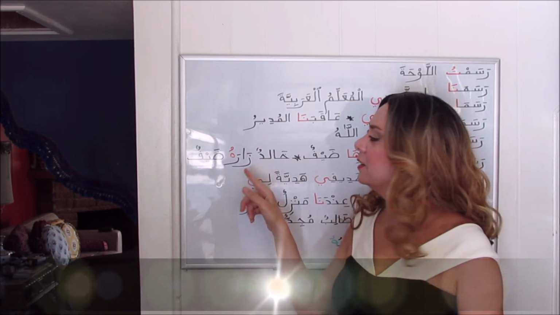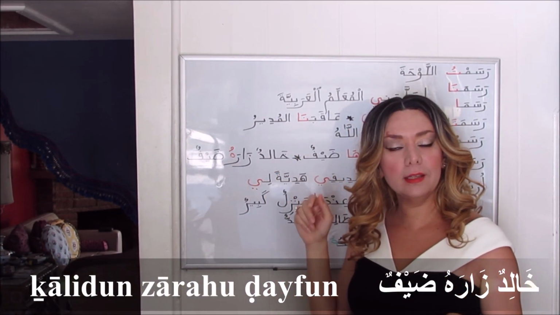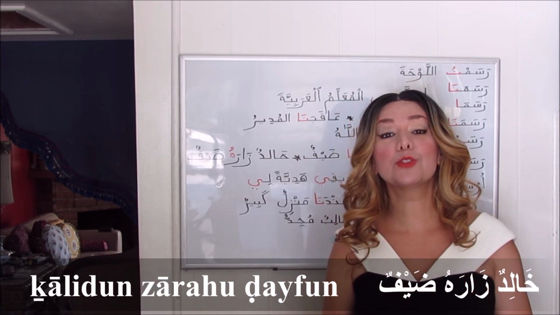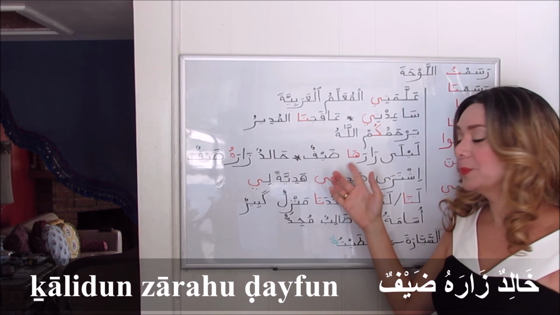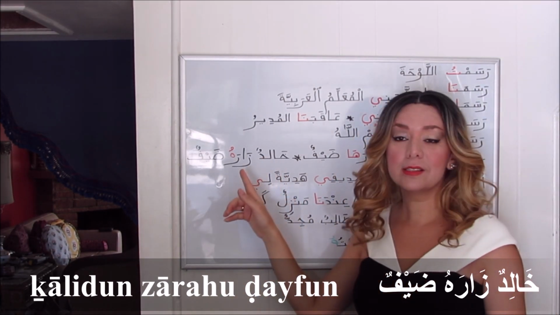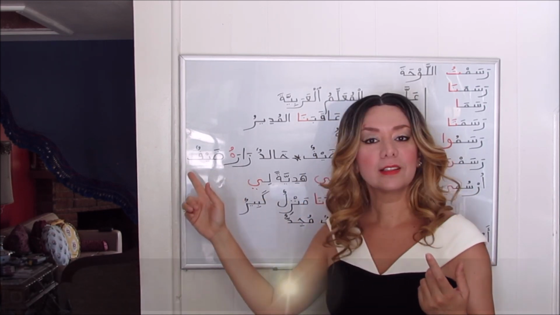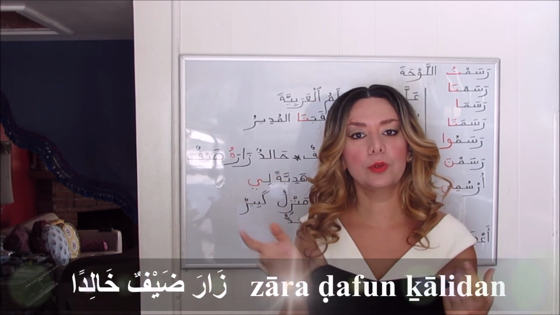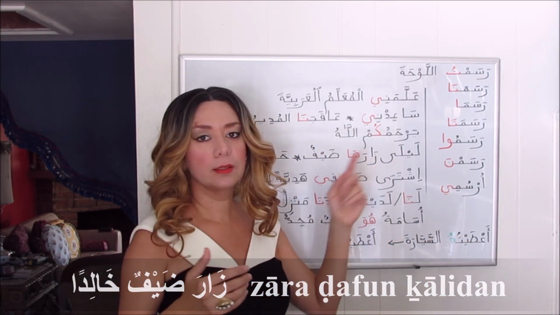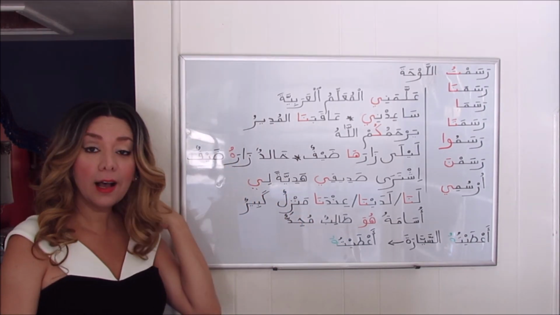خالد, again, زاره ضيف. Who? Because Khalid is a male given name. So hu referring to him. Ha referring to her. خالد زاره ضيف, or زار ضيف خالد. So a visitor visited Layla, or a visitor visited Khalid.